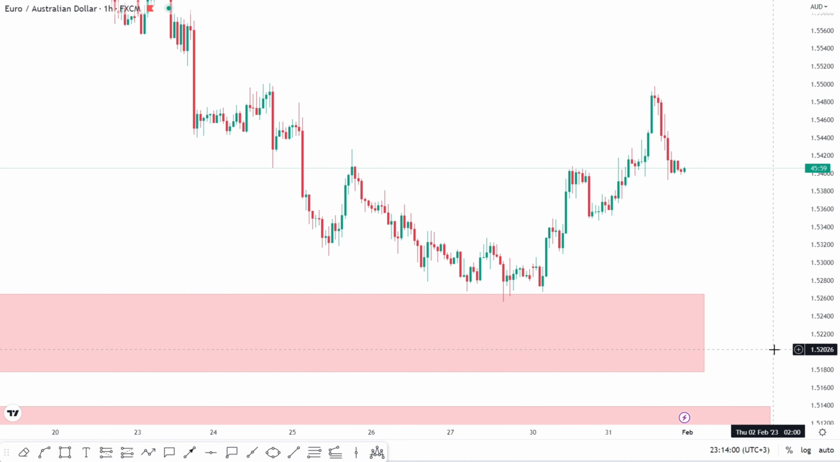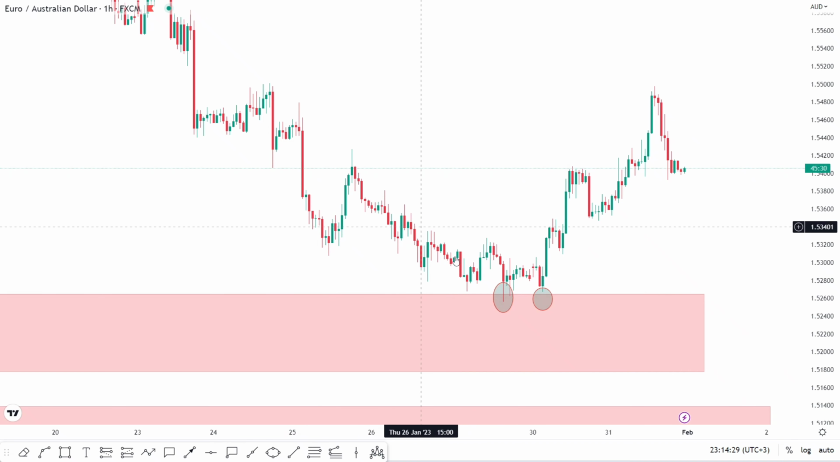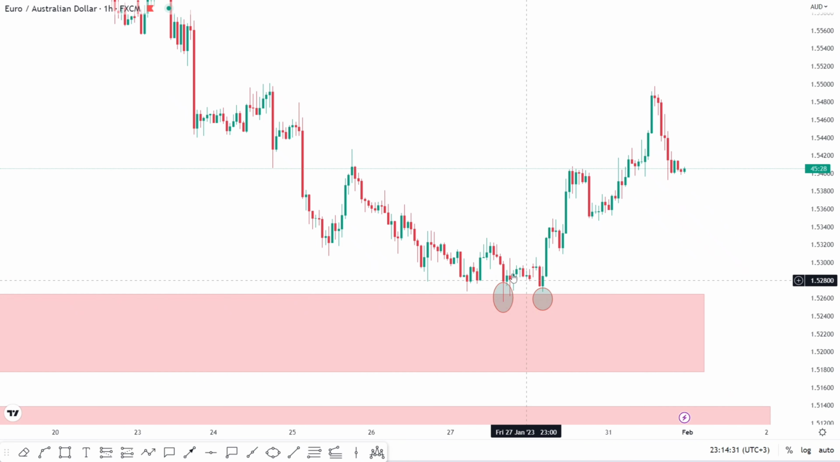Anyway, price came to the demand zone, and the first thing that we had is a very significant rejection. And it's not just one rejection, it's actually multiple rejections at this point. Then you also had another rejection. So the moment we have these rejections, to me, that is a very good sign because it is just telling me that the sellers are starting to lose momentum.